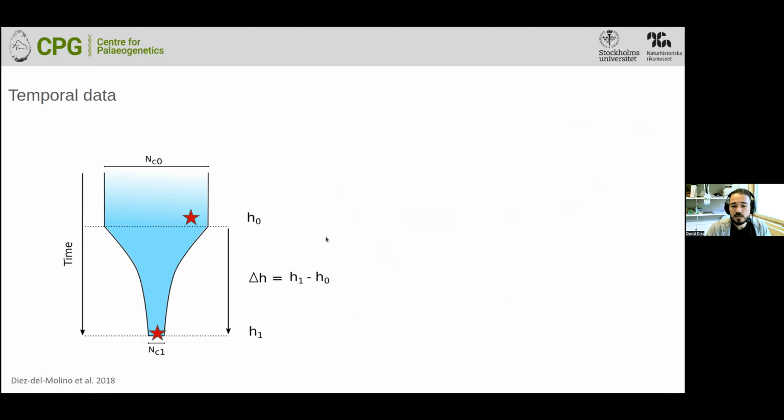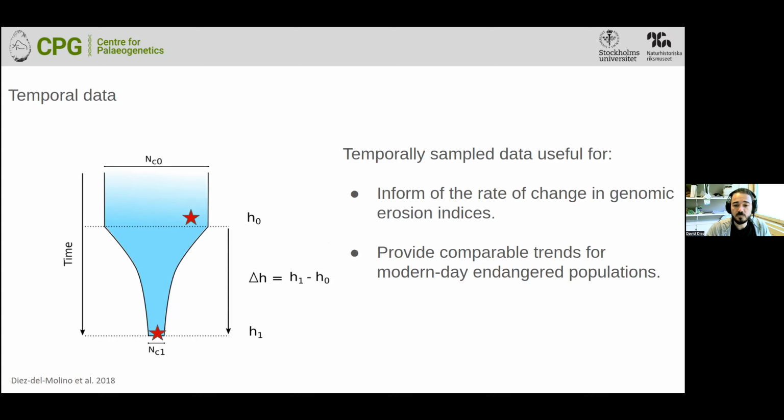Now, if you do that, instead of just providing 1 value, you're informing about the rate of change in these genomic erosion indices. Imagine that you are just estimating heterozygosity. Here, instead of giving just 1 value, you're giving a rate of change in heterozygosity through time, which is much more informative of what's happening with this species than just a static value.